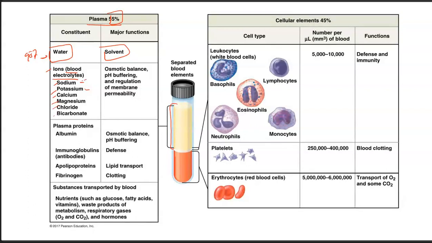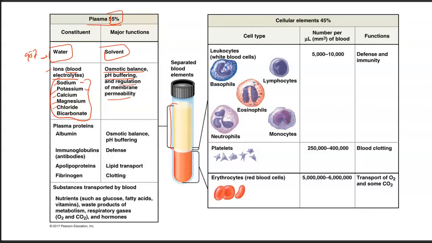The function of these ions is osmotic balance, to make sure that your blood pH is maintained at the normal set point, which is 7.4. Also pH buffering and regulation of membrane permeability.